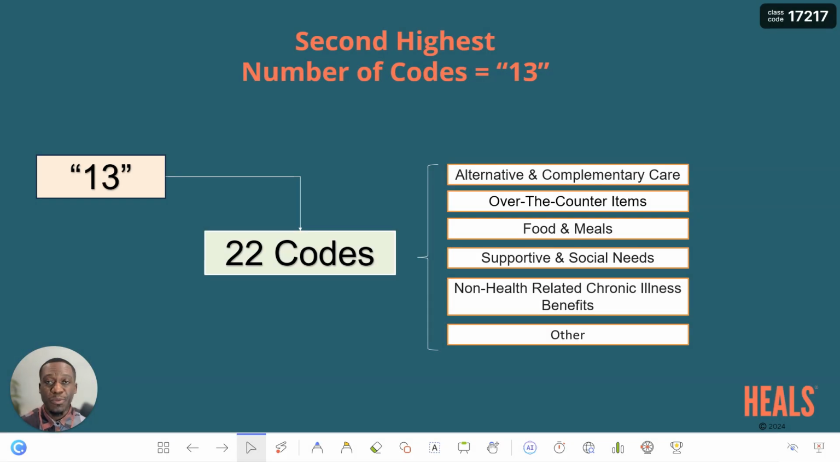Some of the specific supplemental benefits codes led with number 13 are acupuncture, which is 13A; over-the-counter items, which is 13B; food and produce, which is 13I1; meals, which is 13I2; social needs benefits, which is 13I6; and some of the non-primary health related benefits for the chronically ill, which range from 13I11 through 13I15. So looking at these categories, you can dig deeper into the supplemental benefits codes to understand the areas these categories fall into.